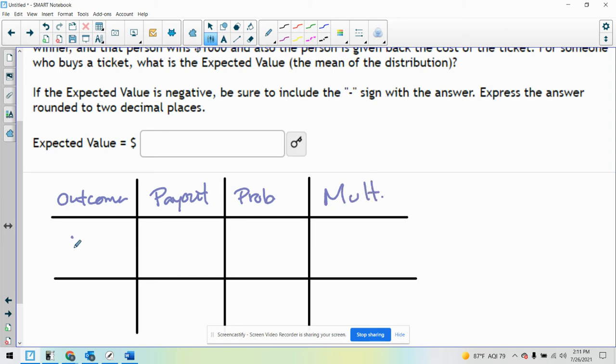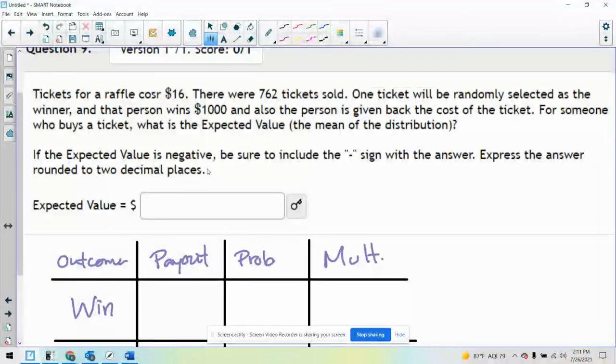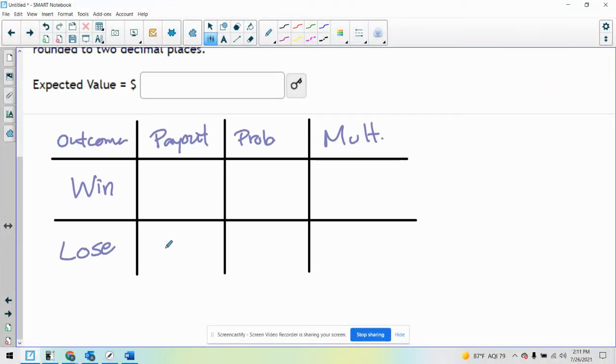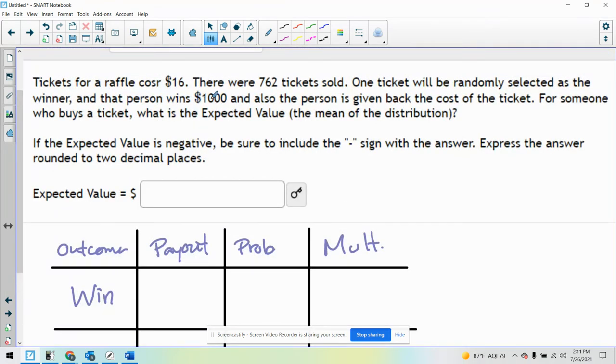So the outcomes here, either you win or you lose. If you lose, you lose the $16 you paid for the ticket, so that's going to be a negative 16. If you win, you get the $1,000 plus the $16 you paid for the ticket. So really, this doesn't mean anything to the winner. They're just going to get the $1,000. This will be a payout of $1,000. If you bought a $2 lottery ticket and you won $20, you really only won 18. But if I give you back the $2, then you actually just won $20.